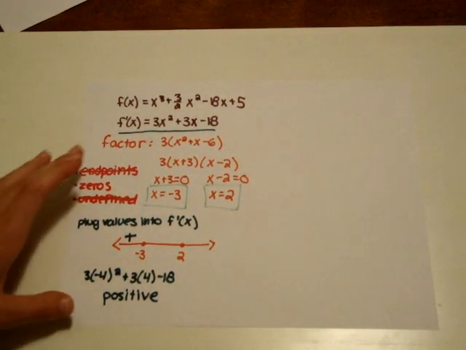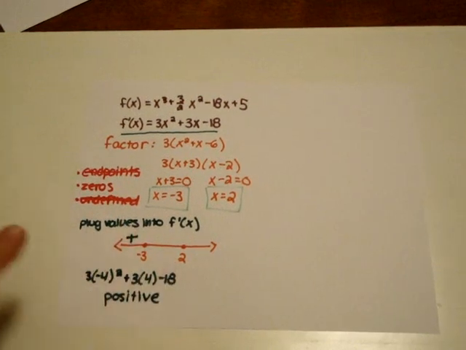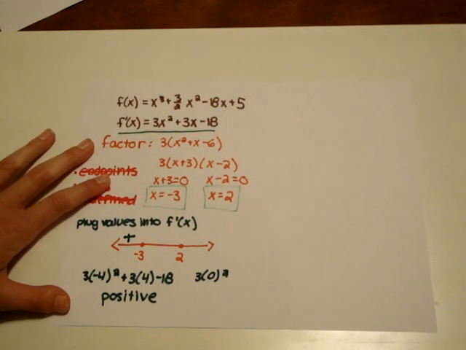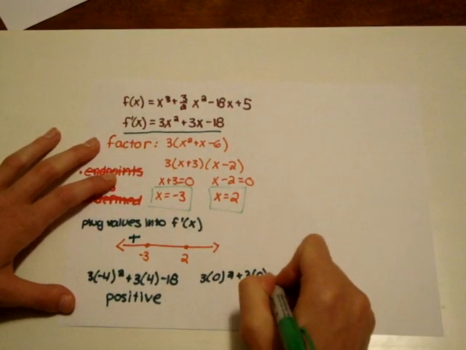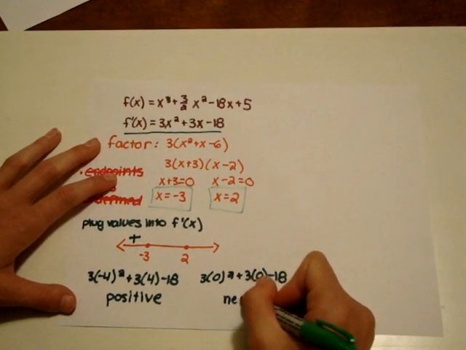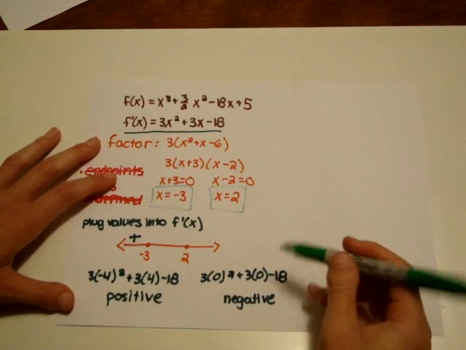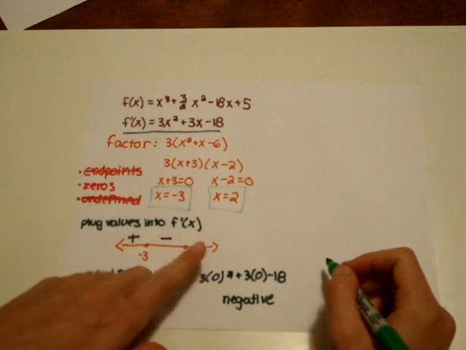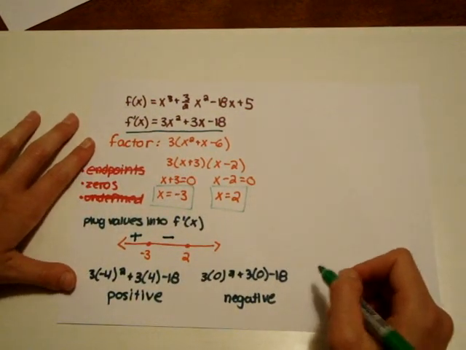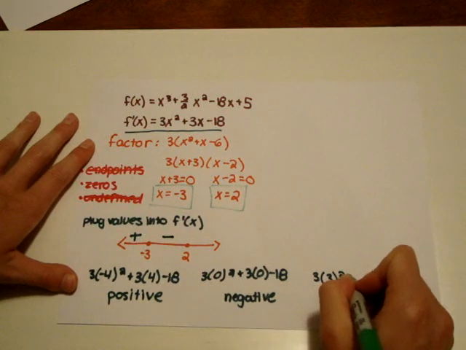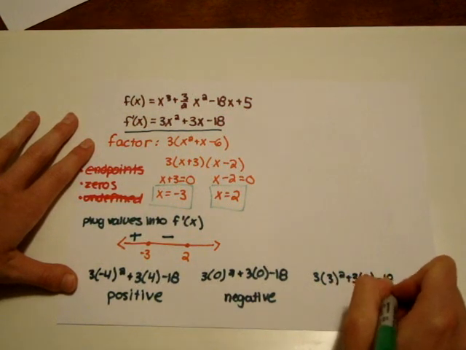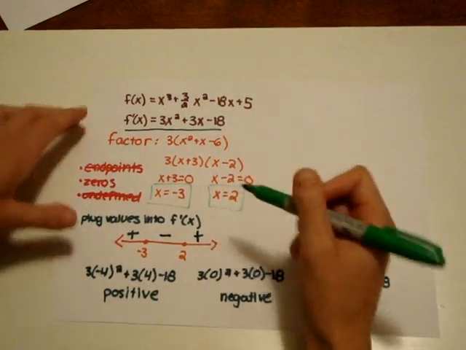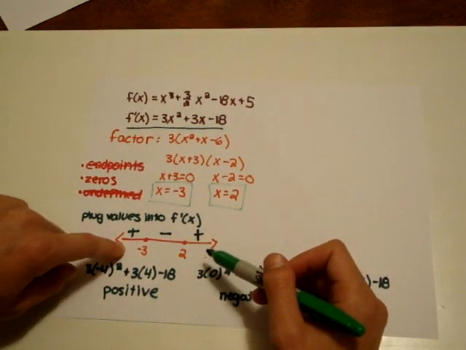And then now we need to find one in between these, and a nice value would be 0. So 3 times 0 squared plus 3 times 0 minus 18, so we get negative. Remember, it only matters what the sign of these values are. So we have negative, and then we need to pick one over here, so we could just go ahead and use 3. So 3 times 3 squared plus 3 times 3 minus 18, it turns out to be positive. So we're going to plot that. So we do have sign changes, so we will have extrema.